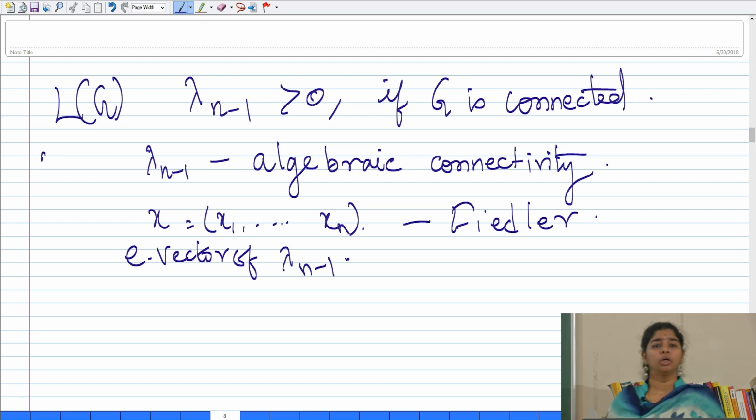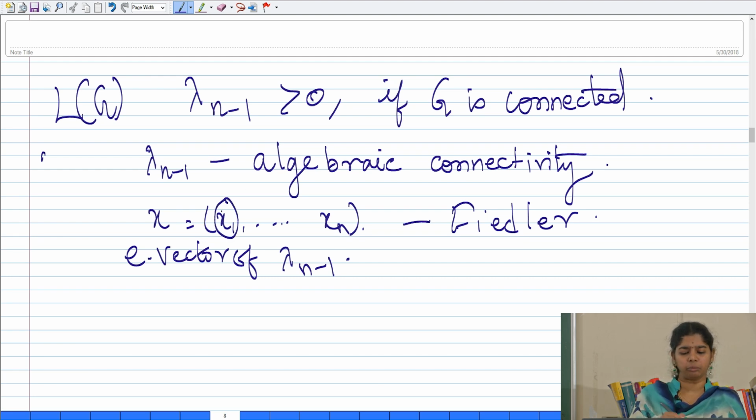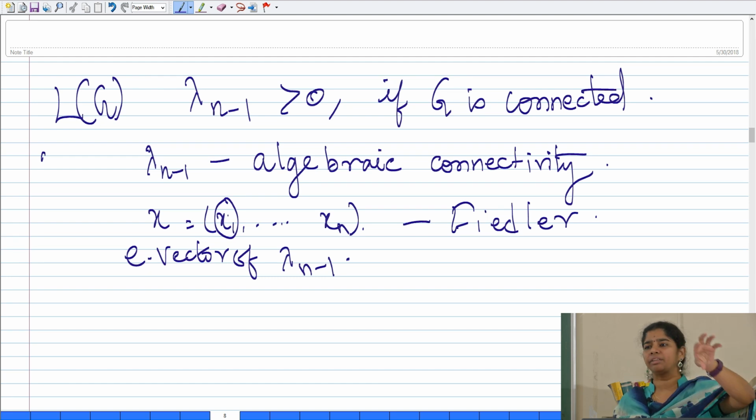Why this vector is so important is that, suppose we take a real number r. We know these vector entries are going to be positive or negative, it is a real vector. Whenever we say eigenvector, what are we trying to do here? We are assigning these values x1, x2, xn to my vertices v1, v2, vn, right. All these eigenvector values are values that we assign to the vertices. That is what we are going to do with eigenvectors.